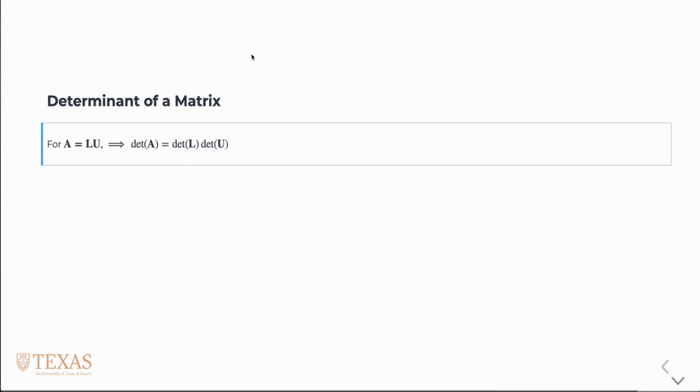Just to write it out, L is equal to, and I'm just going to write the 3x3 case, but it applies for higher dimensions, any matrix that has this type of form. Then the determinant of L is just going to be the product of the diagonals. And the same holds for an upper triangular matrix U.